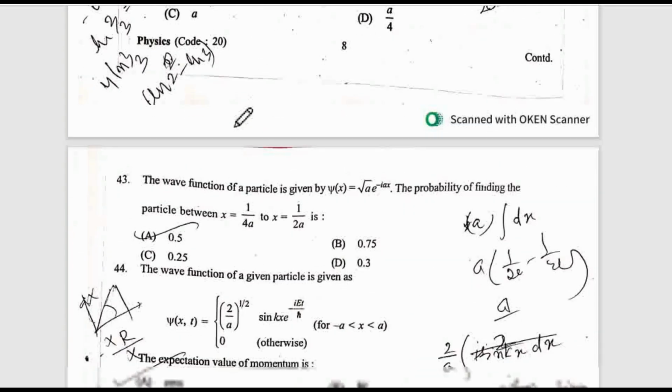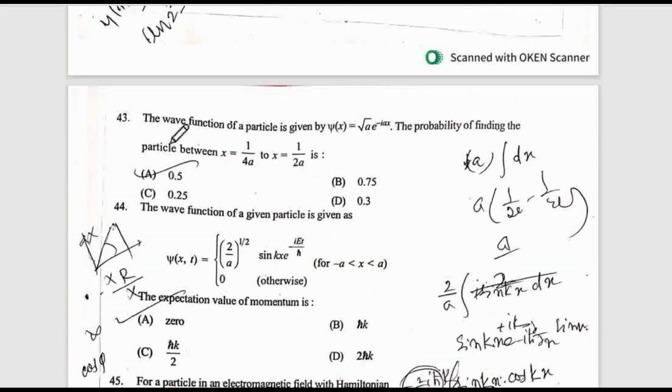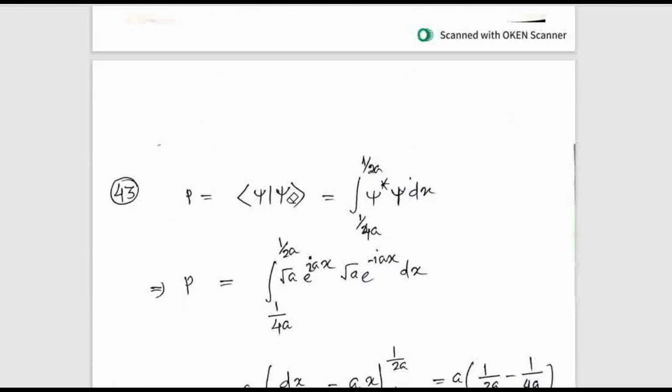Now coming to the 43 number question. It gives the wave function of a particle as psi x equal to root a e to the power minus i a x. It is also an oscillating wave function, and we have to find the probability between these two regions, 1 by 4a and 1 by 2a. How can you find it? Just simply put in the formula of probability.